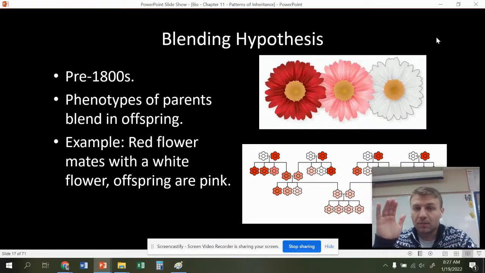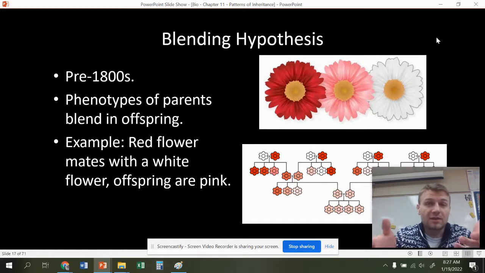Like if you had a really tall person and a really short person have kids, they're going to be median height. And there is some evidence that supports this. And yes, sometimes when you have a shorter person and a taller person, their kids are medium height. So you think, okay, everything blends, but that's just not how everything works.